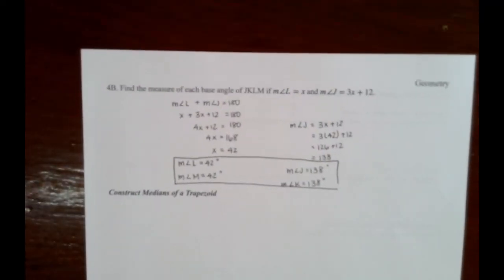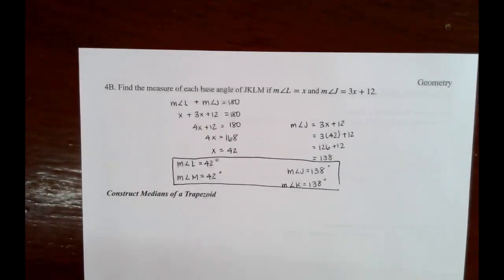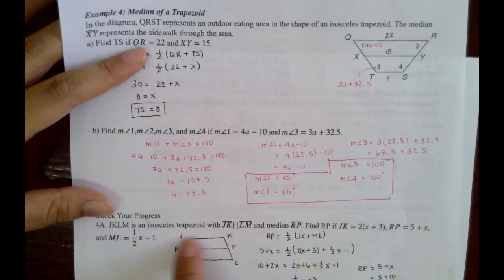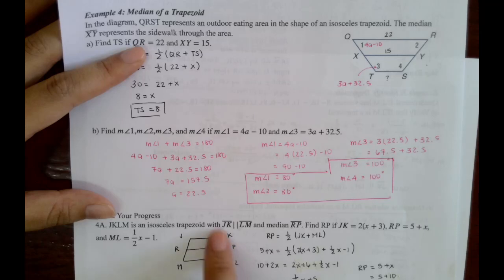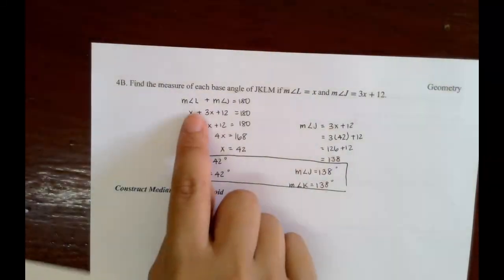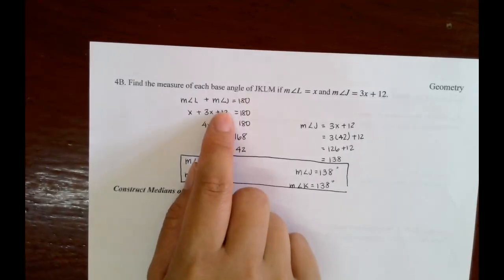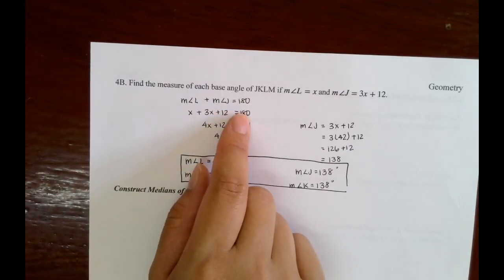And then for 4b, find the measure of each base angle of JKLM if measure of angle L equals x, and measure of angle J is 3x plus 12. So what I know is that JK is the same and ML is the same. JM here are supplementary, KL is supplementary, so that means JL has to be supplementary, which is why measure of angle L plus the measure of angle J is going to equal 180.